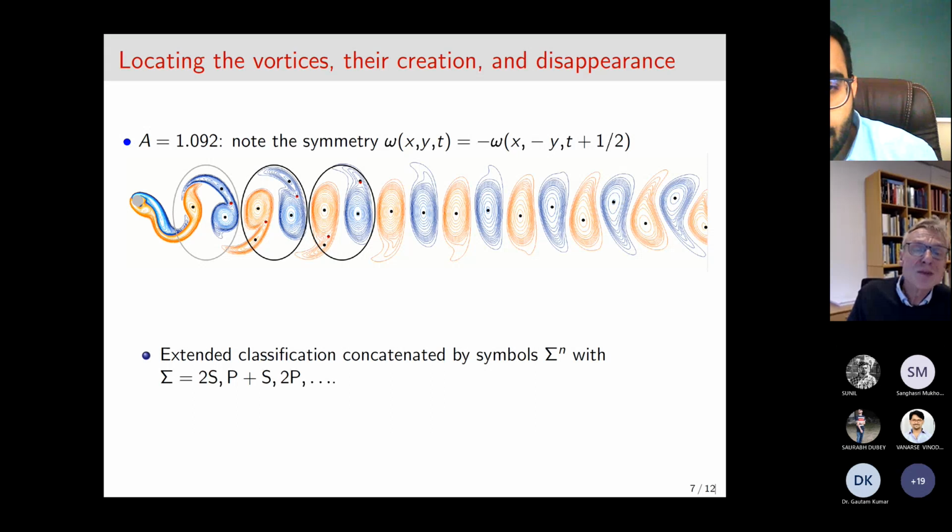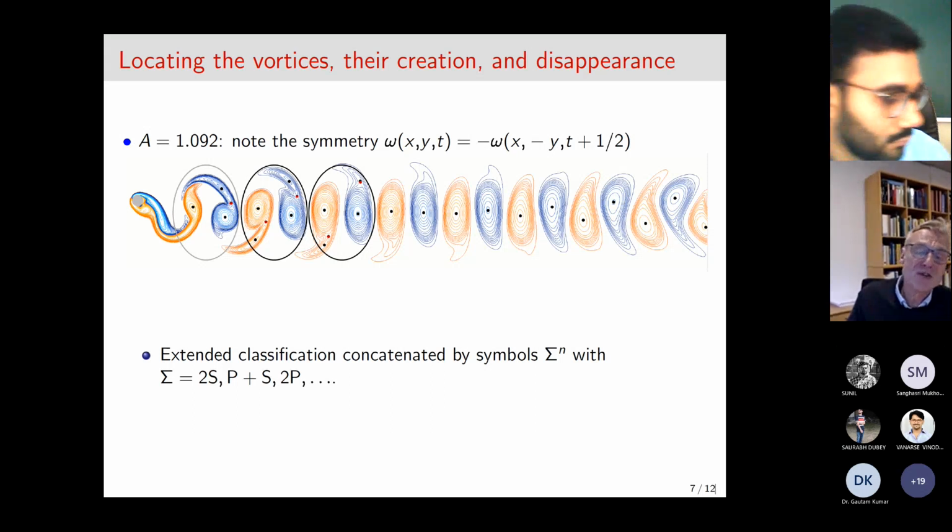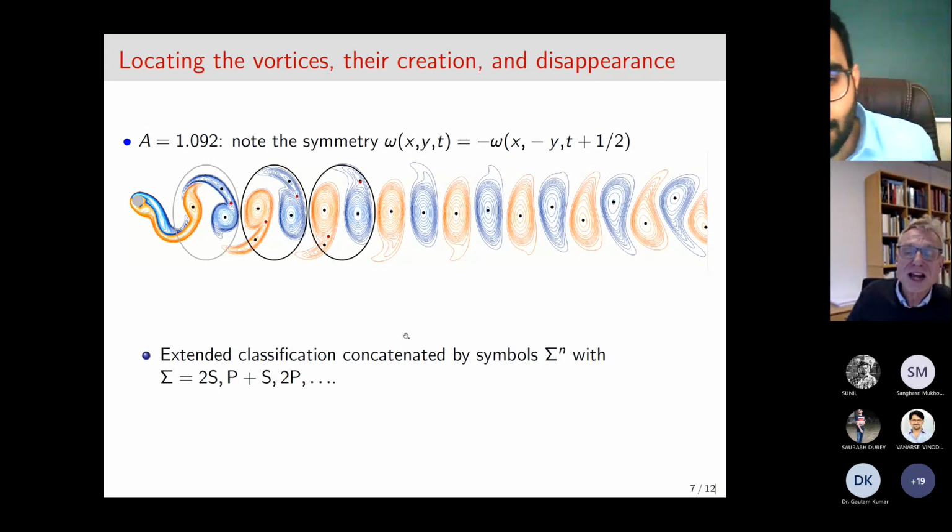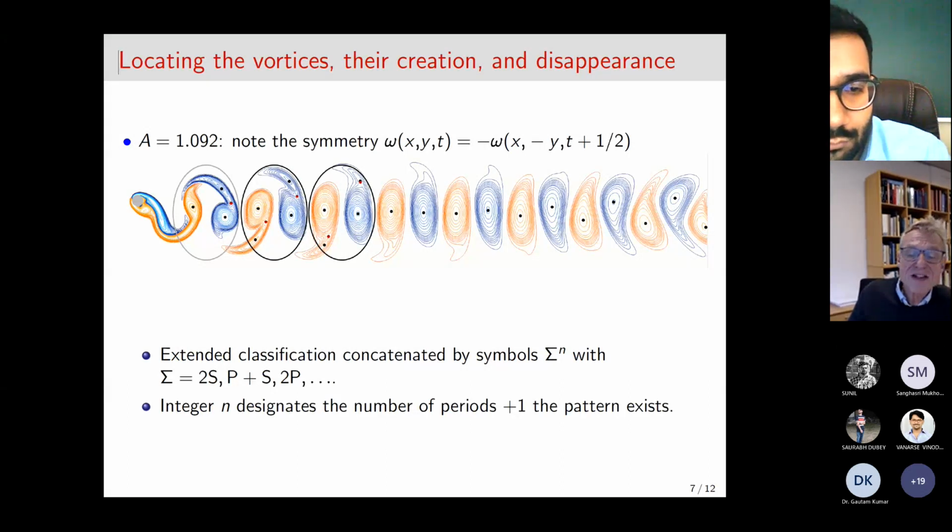So it seems to be necessary to have an extended classification of these wakes, and this extended classification is built up by symbols from sort of an alphabet of these elementary configurations. And then you concatenate those, and the integer n describes how many times downstream this pattern occurs. Or you add one because it may not exist for a full period, but then you still want to mention it in this classification.